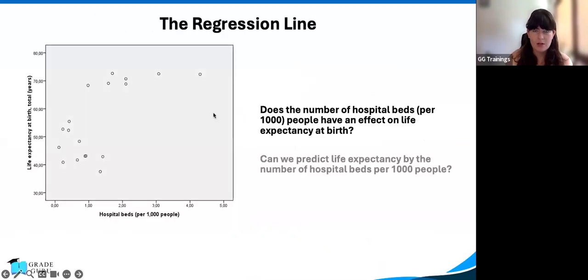If we look at this example, you can see for the x-axis, our x variable is hospital beds per 1,000 people, and our y variable is life expectancy at birth. So the kind of question we would ask with the regression is, does the number of hospital beds per 1,000 people have an effect on life expectancy at birth? And we can also ask, can we predict the life expectancy at birth by the number of hospital beds?